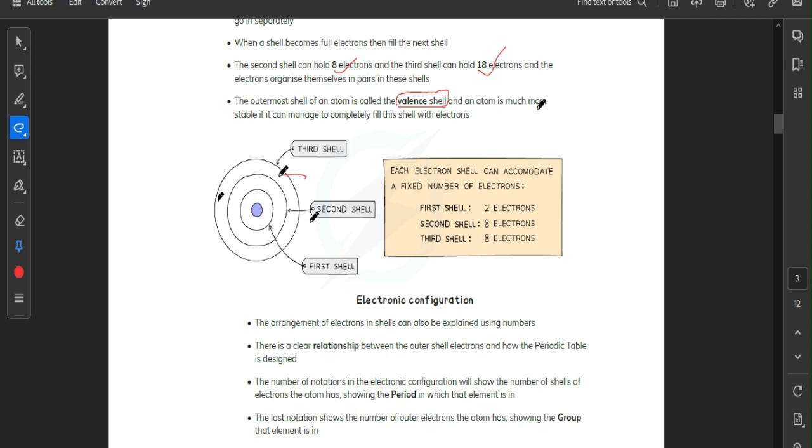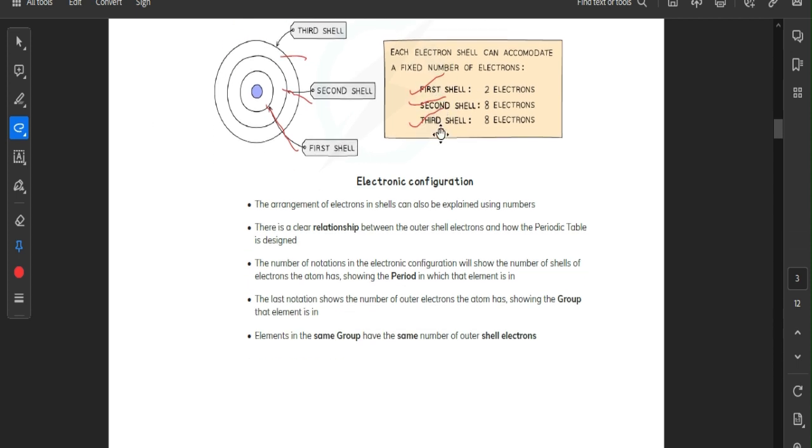There's the first shell, second shell, and third shell. Each electron shell can accommodate a fixed number of electrons. The first can only accommodate 2, the second can accommodate 8, and the third can also accommodate 8.